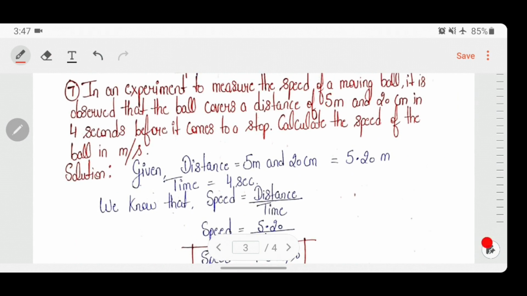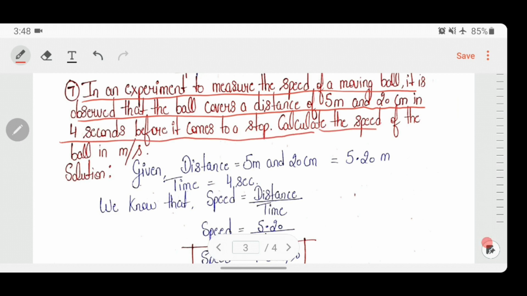In the next numerical, in an experiment to measure the speed of a moving ball, it is observed that the ball covers a distance of 5 meter and 20 centimeter in 4 seconds before it comes to a stop. Now calculate the speed of the ball in meter per second. First of all, let's write all the quantities given in the question. The distance is 5 meter and 20 centimeter, so you can simply write it as 5.20 meters, and the time is 4 seconds.